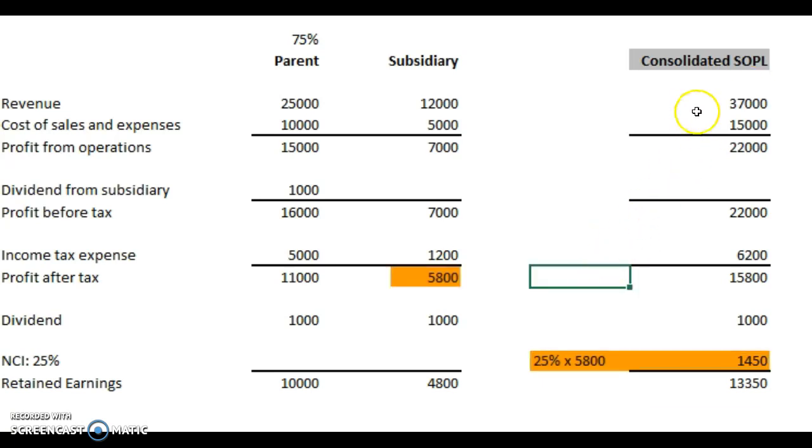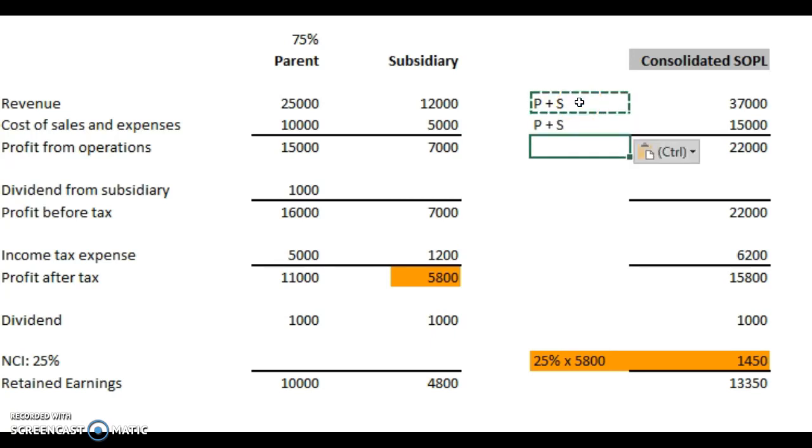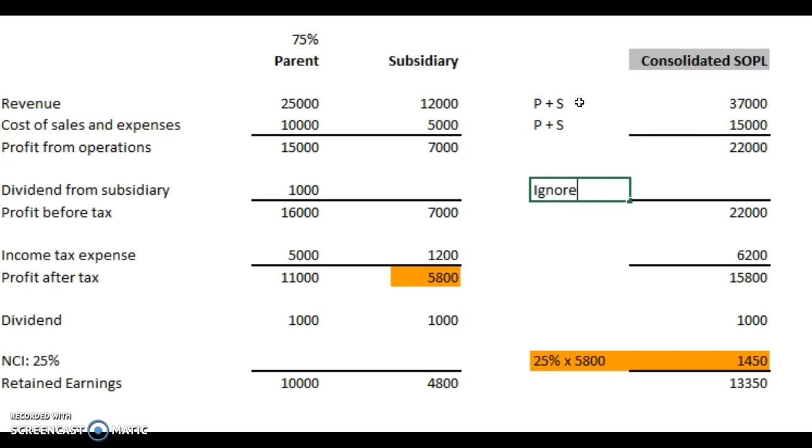All we've done exactly the same before, simply added across, added across, added across. Let's just put those in so that we're clear what we're doing. Parent plus sub. Parent plus sub. We've ignored dividends from the subsidiary. This is parent plus sub. This is parent only, money going out of the group.